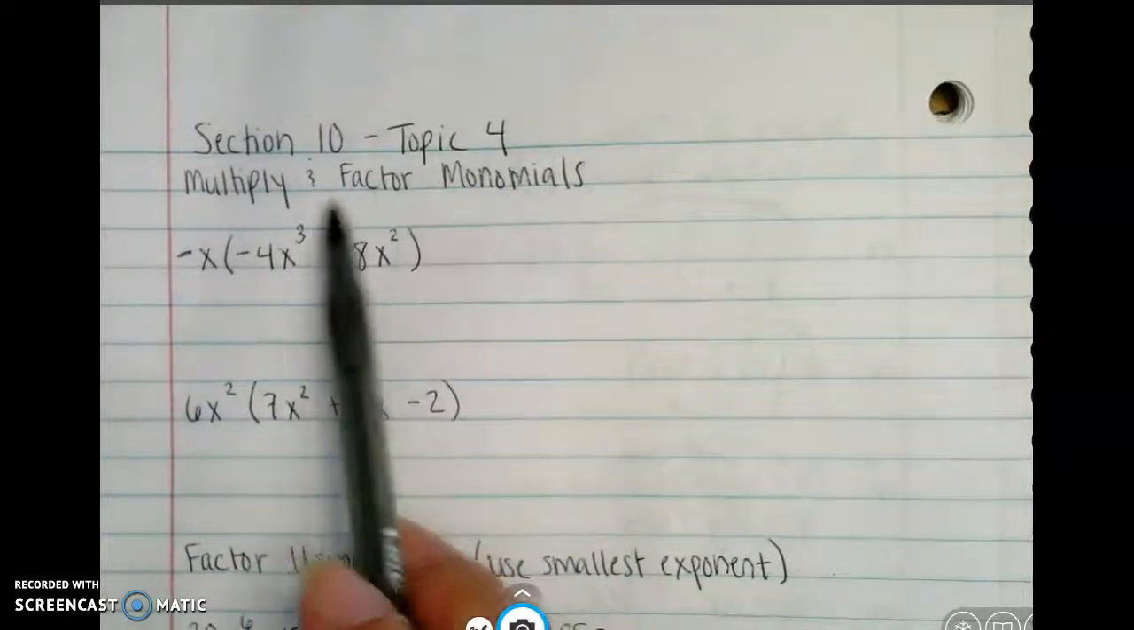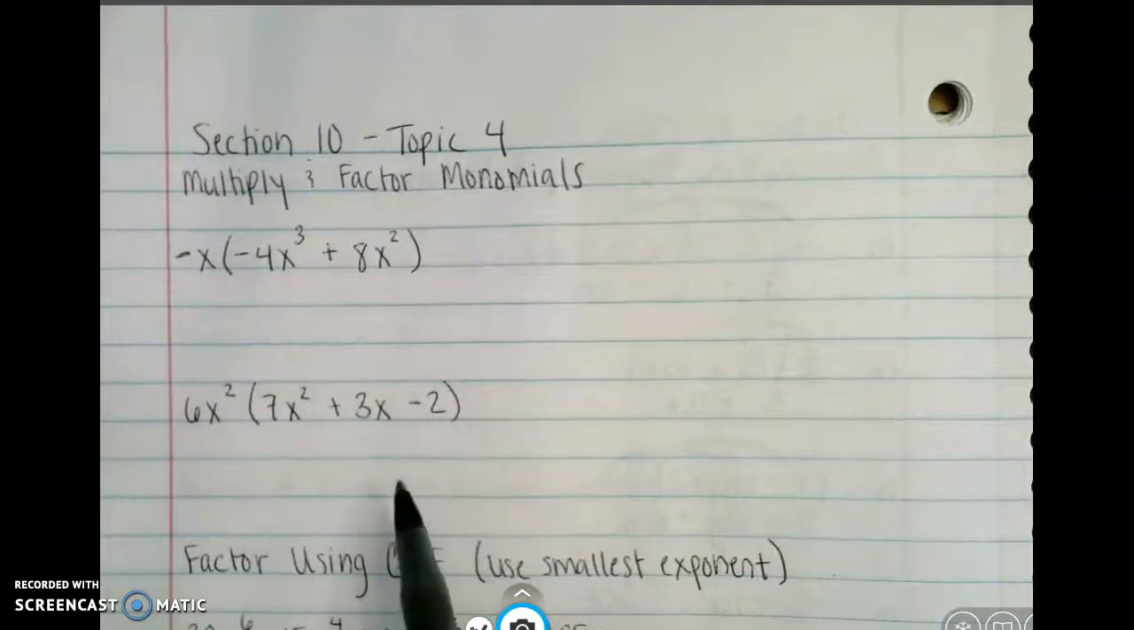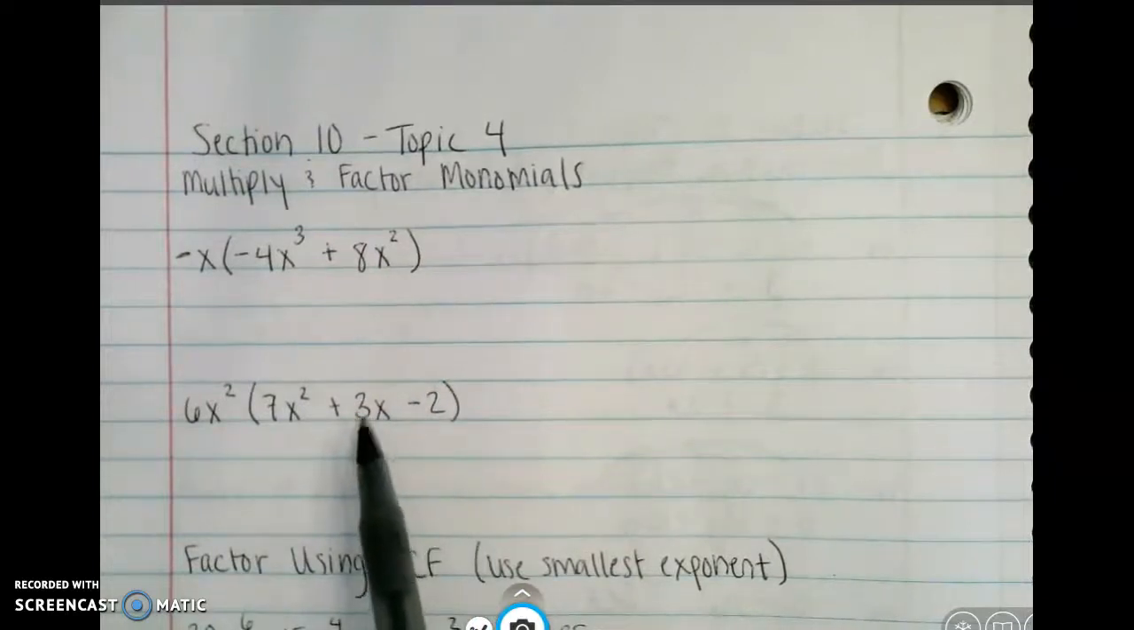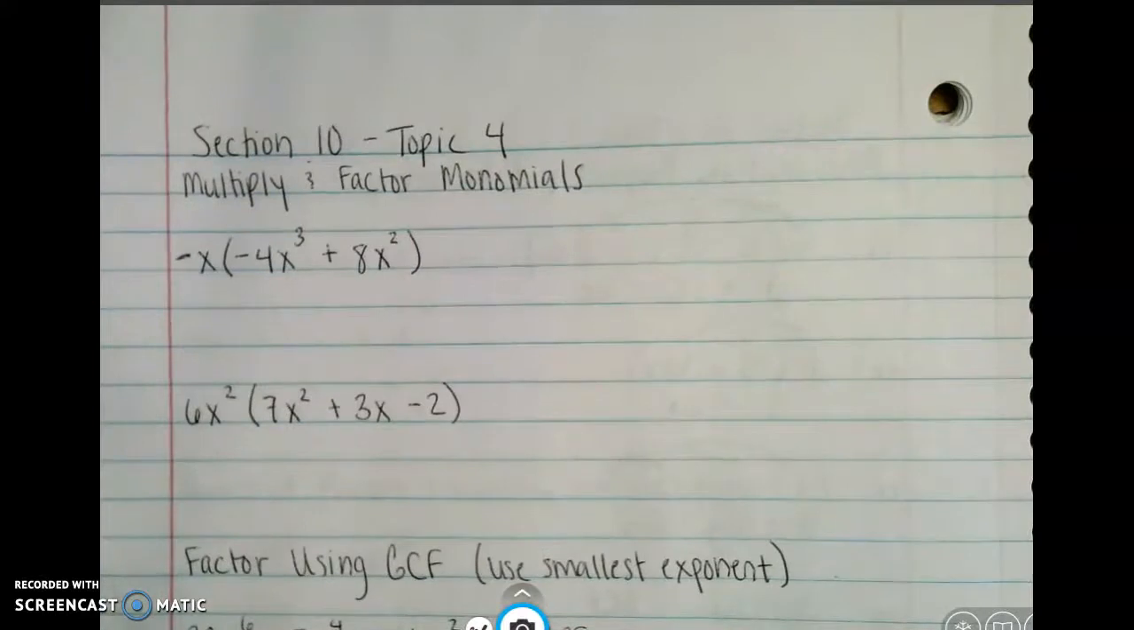In section 10, topic 4, we're multiplying and factoring monomials. So the first two examples that I'm going to be looking at are going to be multiplying a monomial to some polynomial, and then the second two examples are going to be factoring monomials. Now we did do this in the regular school year, but we're kind of combining it all together. So we're going to use our exponent properties when we're multiplying and distributing. And same thing, we're going to use our division exponent properties when we are factoring.